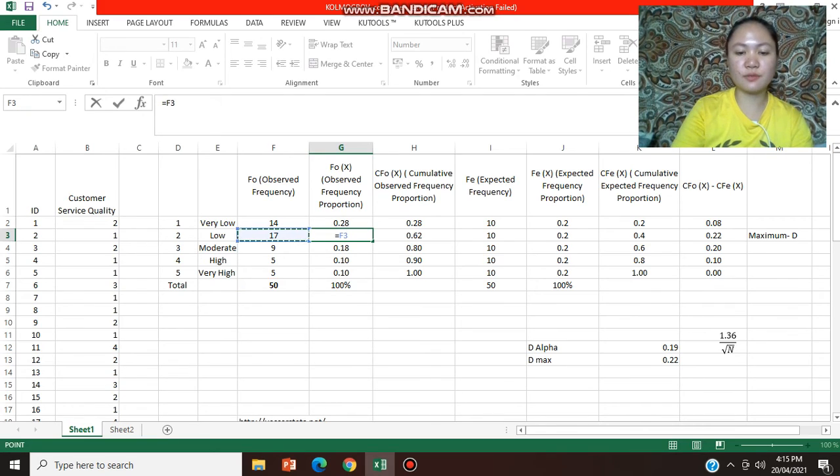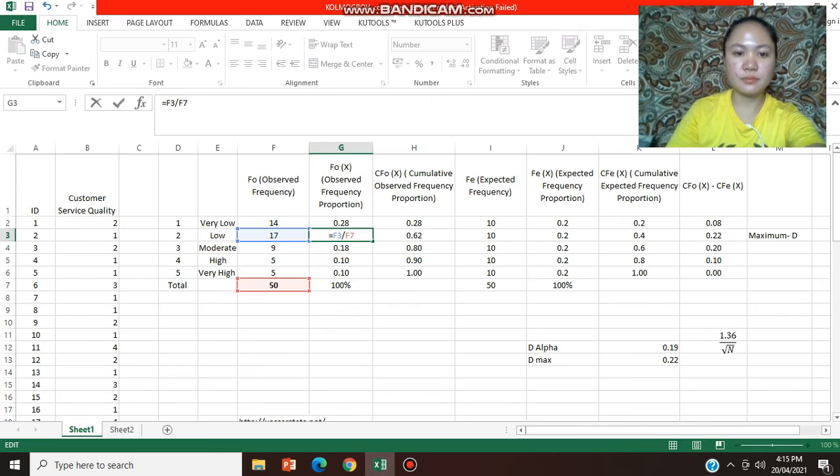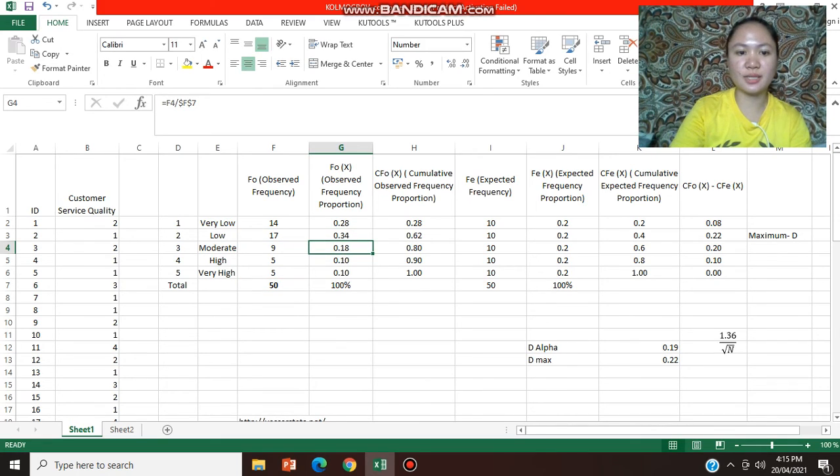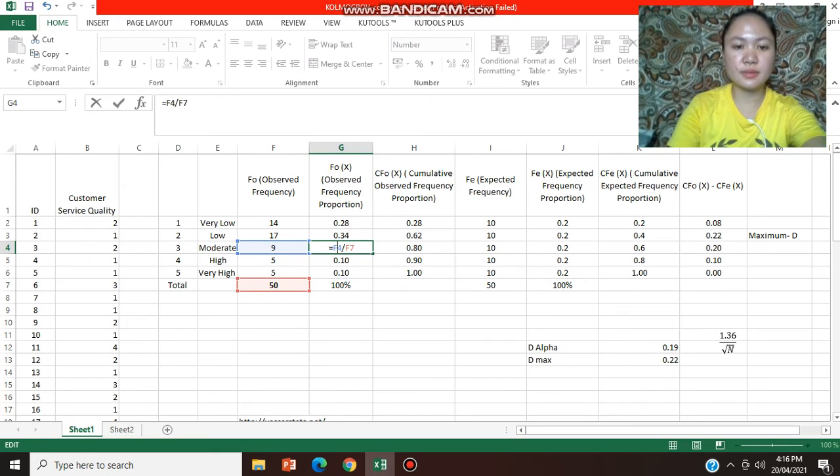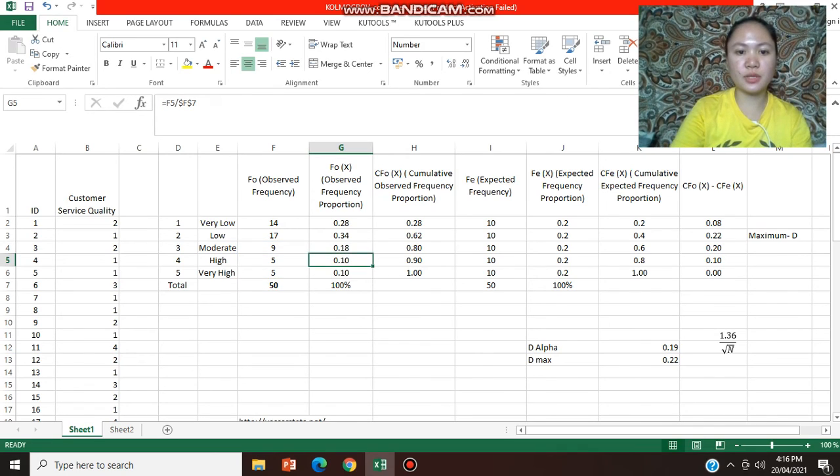Kaning 17, F 17 divided by kaning 50. Ato siyang i-freeze. Equals 0.34, mao na yung answer. Unya diri pod sa ikatulo, mao gihapon, equals kaning 9 divided by 50. Ato na diyang i-freeze, equals 0.18 and so on and so forth, with the total of 100%.